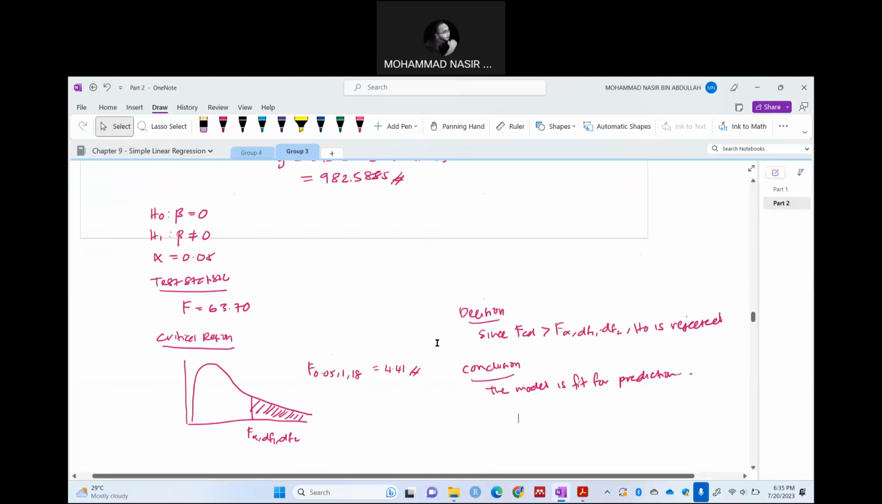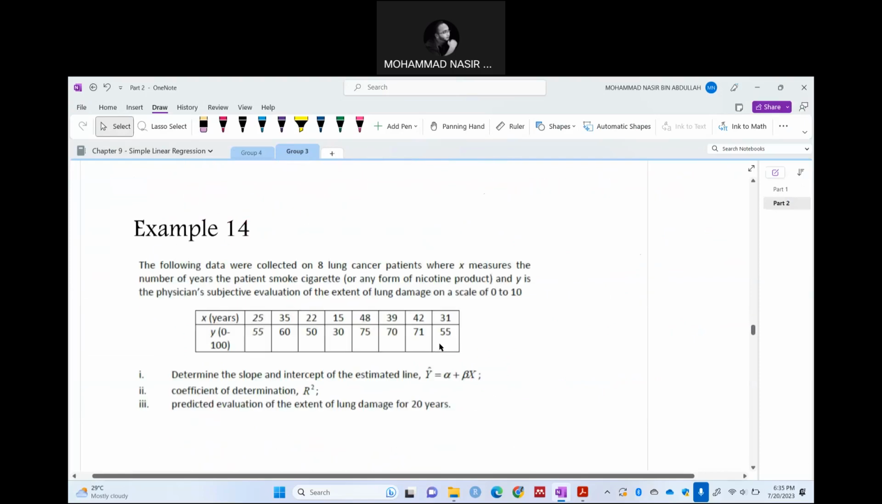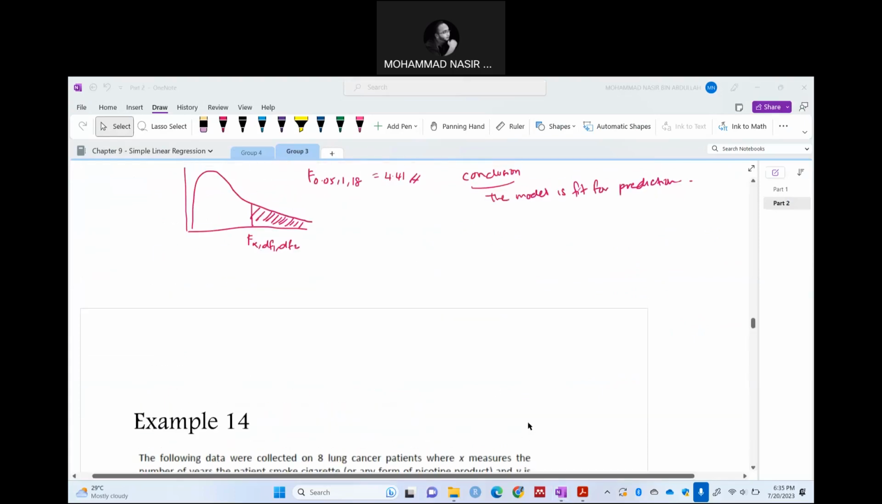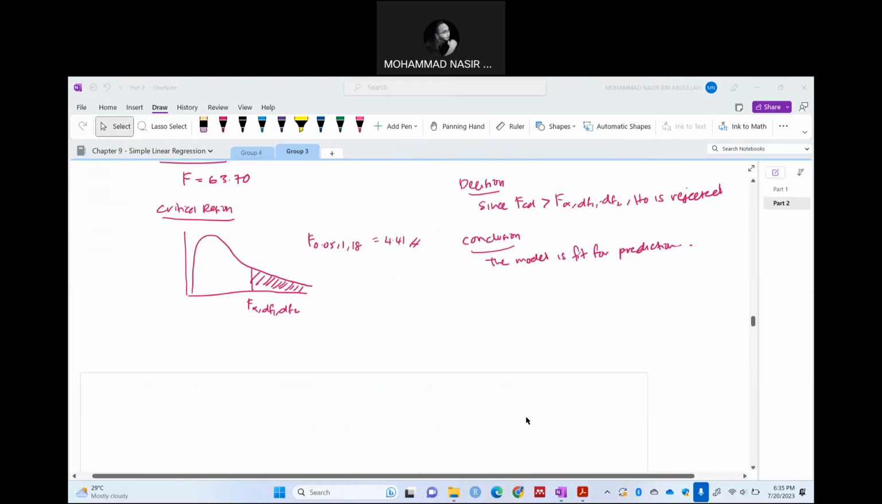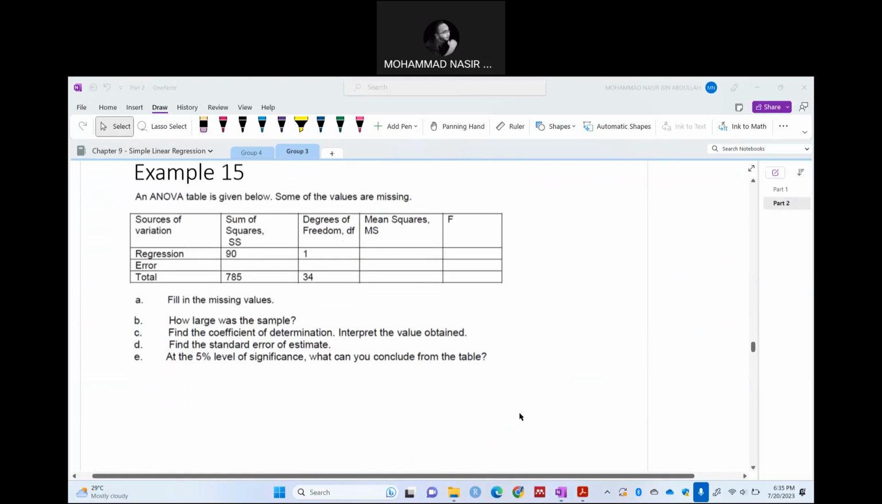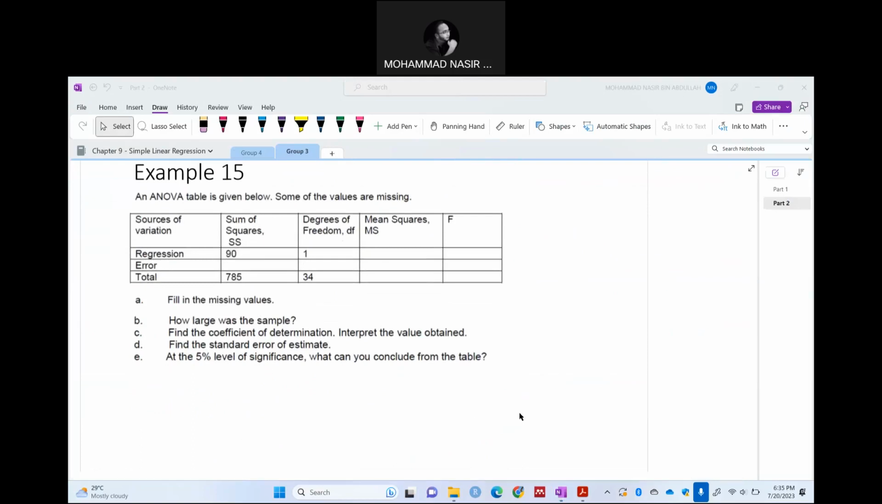Okay, done? So look at example number 14. I think you can do it by yourself. So let's look at example number 15. So fill in the missing values.